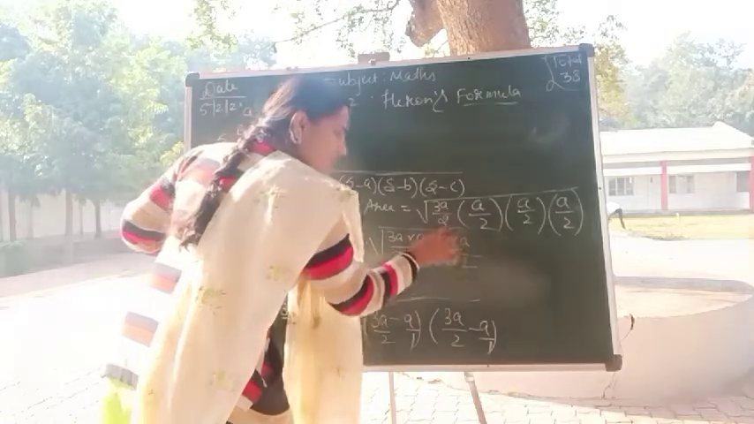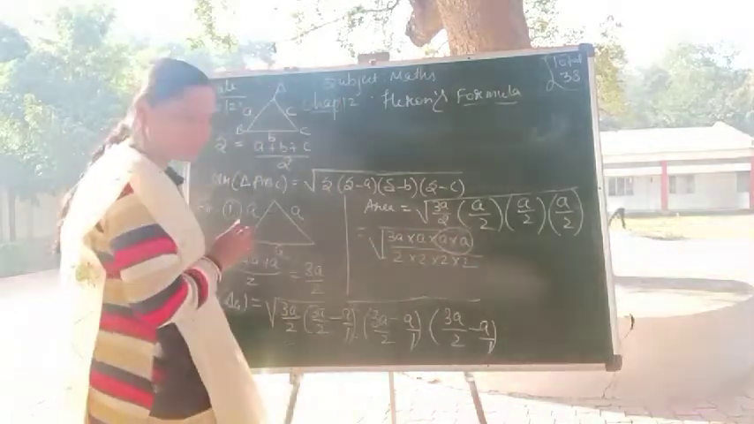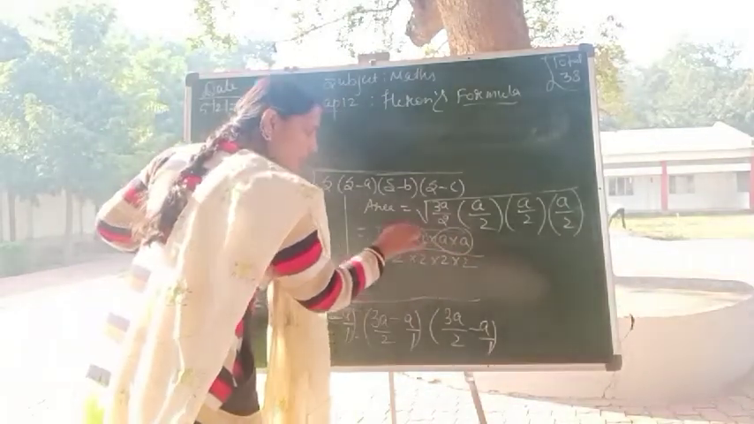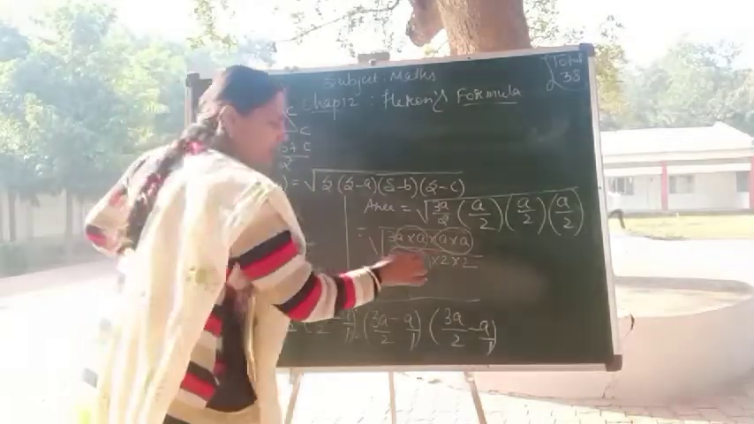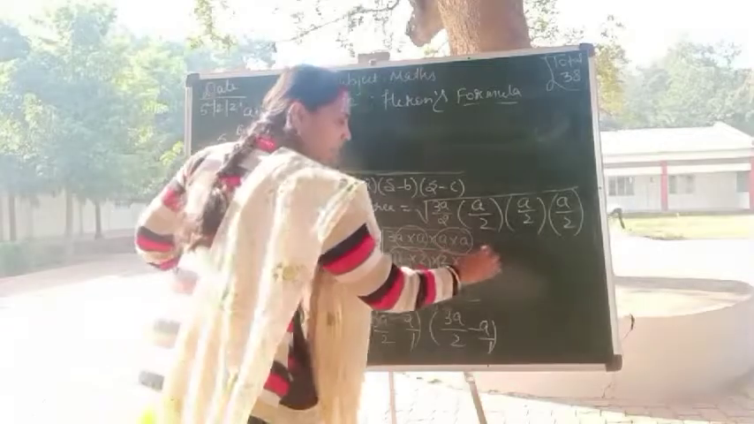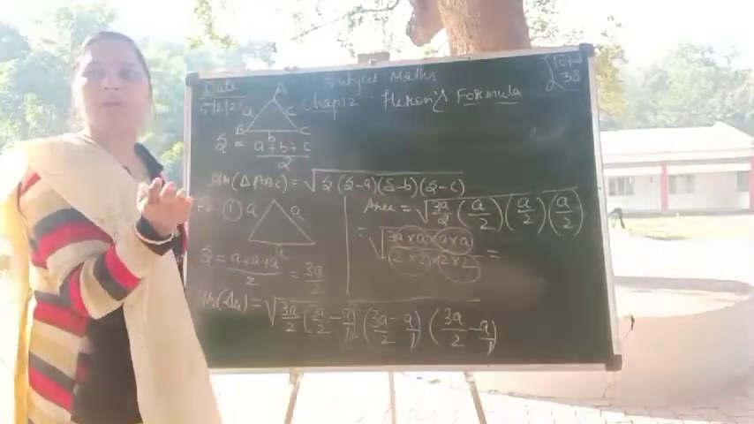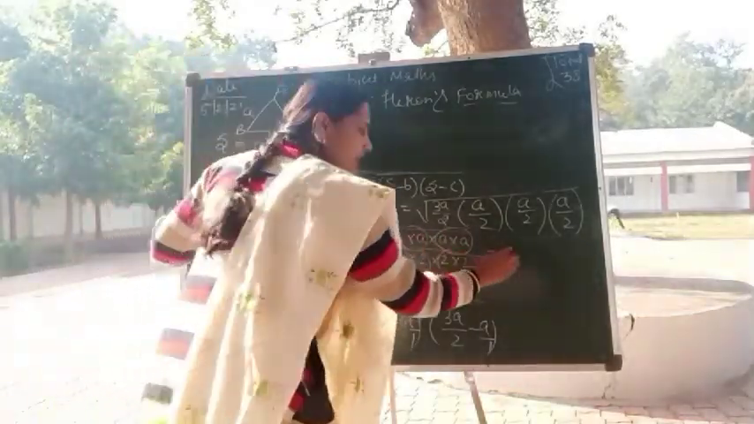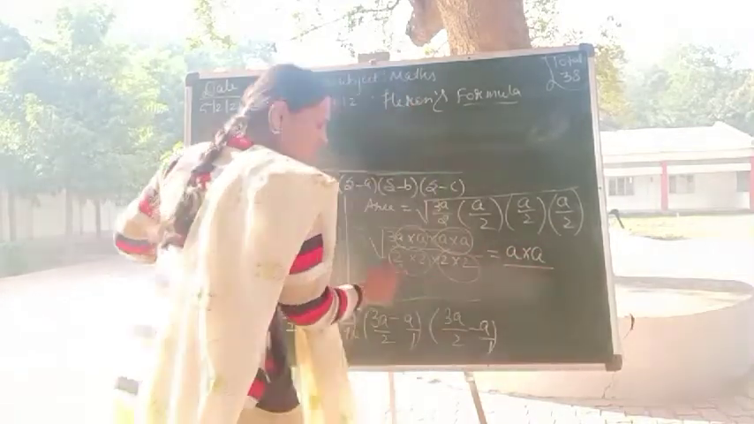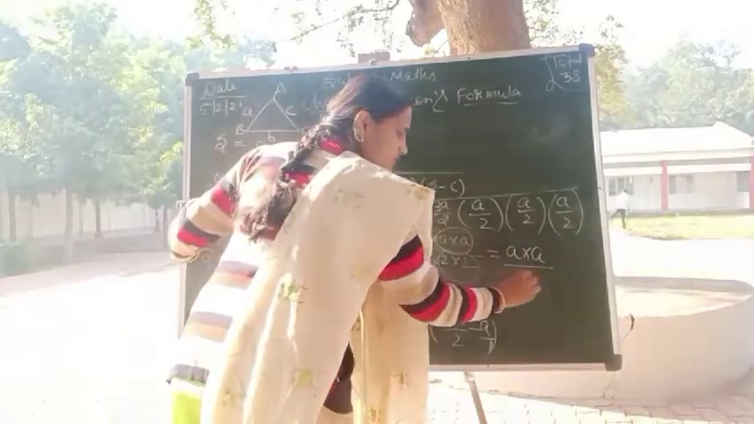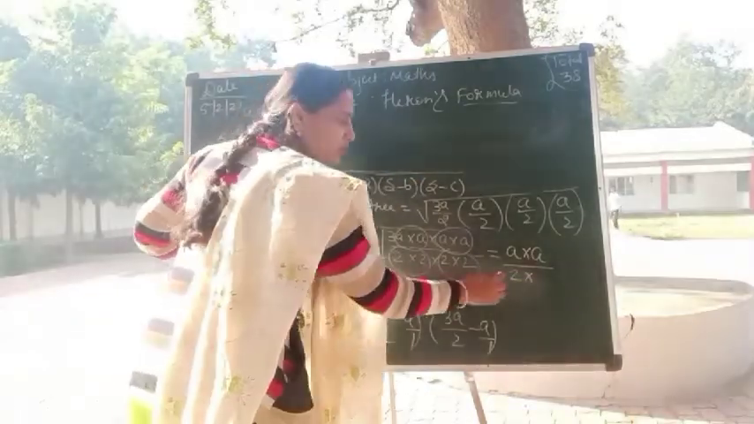Okay, so I can see here a is in pair. Here again a is in pair. Here 2 is in pair. Here in denominator 2 is in pair. So I'll take out all the paired numbers outside. So a will come out. One more pair is there, a will come out. 2 will come out. Here in denominator one more 2 will come out.